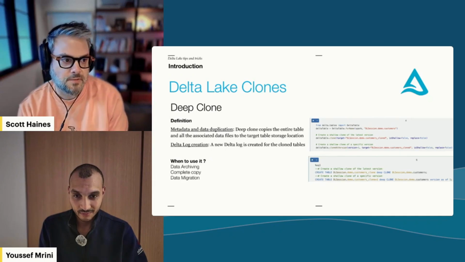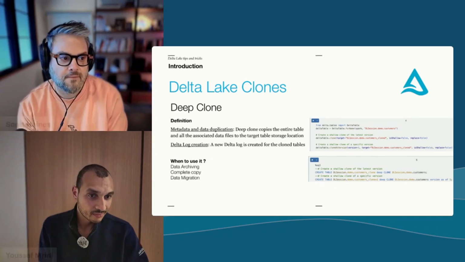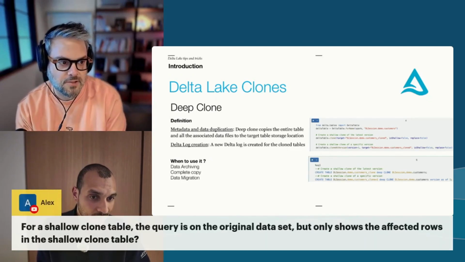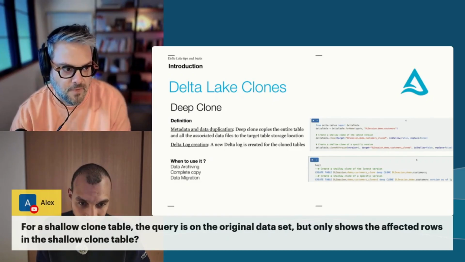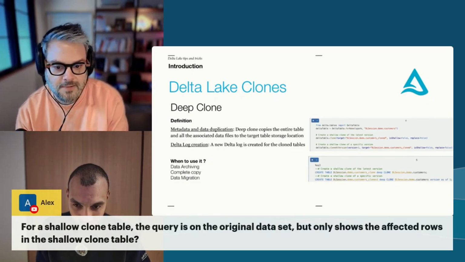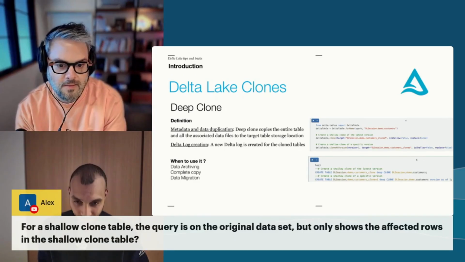We also do have a question from Alex. This is coming back to the shallow clone table. The question is, for a shallow clone table, the query is on the original data set, but it shows the affected rows in the shallow clone table. And it is correct. Essentially it's kind of like a pass through.